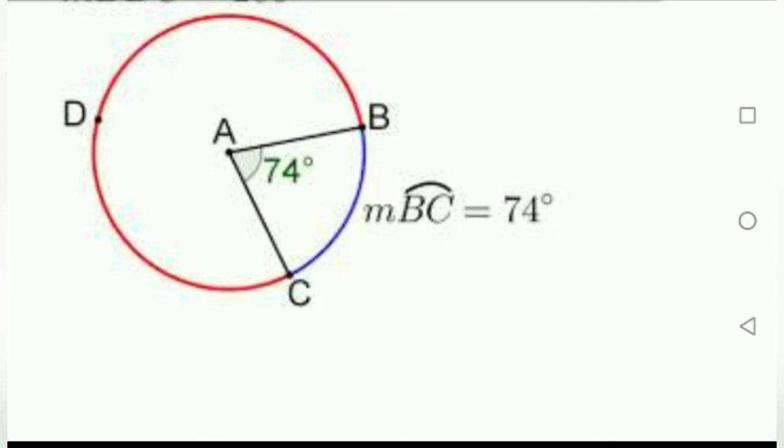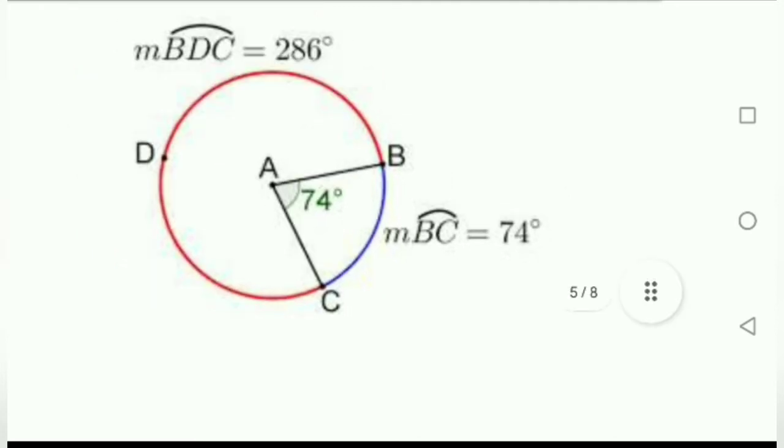Yes, so whatever change happens to the central angle, the same change happens to the arc. If the central angle goes on increasing, the arc measurement will also go on increasing. If the central angle reduces, the arc measurement also reduces. That means if the angle is 74 degrees, the arc measurement will also be 74 degrees. If the angle is 50 degrees, the arc measurement will also be 50 degrees. Okay, so make this a point.